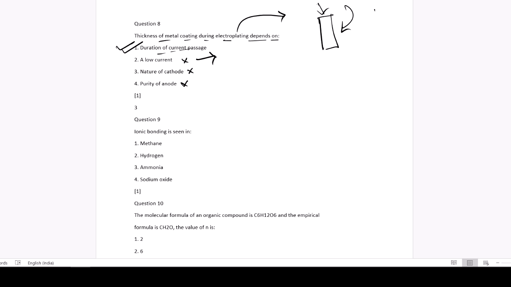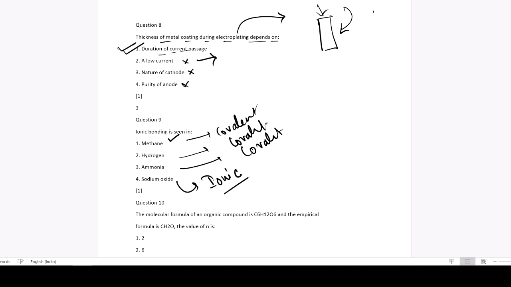Ionic bonding is seen in which of the compounds? Like methane: methane has covalent bonding. Hydrogen also has covalent bonding. Ammonia also has covalent bonding. The rest is sodium oxide. Sodium oxide is similar to calcium oxide, and we know that in this compound ionic bonding is present. Next, question number 10.